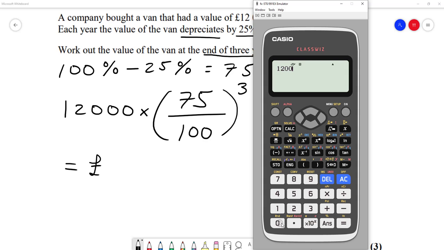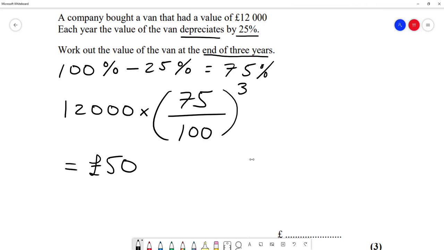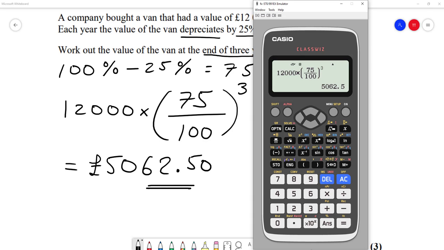So you do 12,000 times 75 over 100 raised to the power of 3. That gives me 5062.5, so 5062.50. Don't forget, it's always rounded to 2 decimal places. 5062.50. Yes, that's correct.